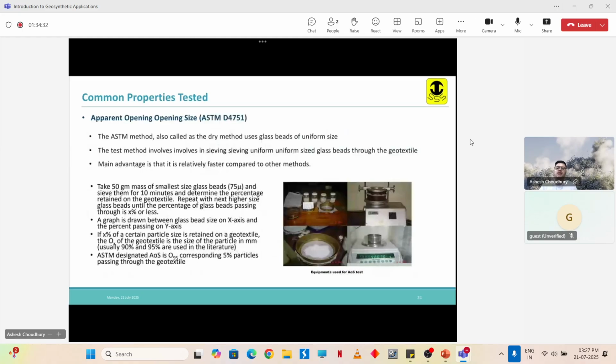The process is as follows: take a 50-gram mass of small size glass beads, 75 micron size, sieve them for 10 minutes, and determine the percentage retained on the geotextile. Repeat with the next higher size glass beads until the percentage of glass beads passing through is X% or less. A graph is drawn between glass bead size on the x-axis and percentage passing on the y-axis, similar to the grain size distribution curve that you make for soil after sieve analysis. The same methodology is adopted here.